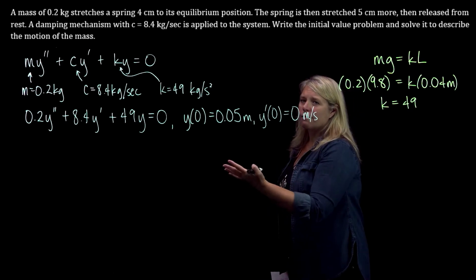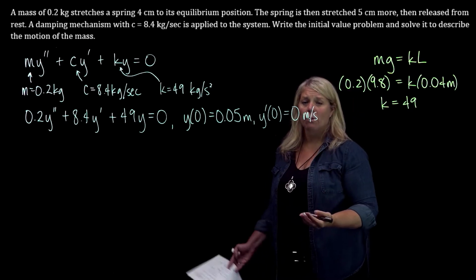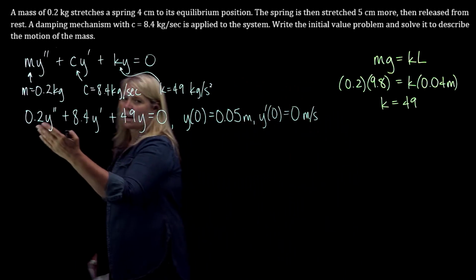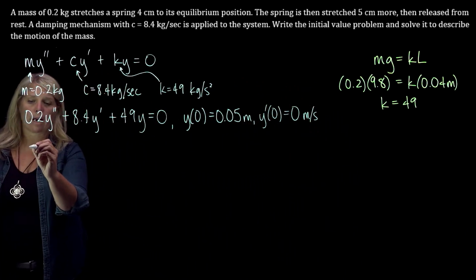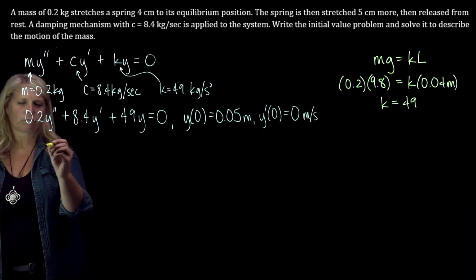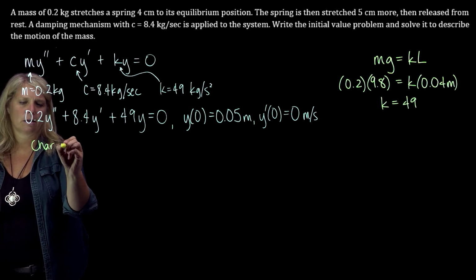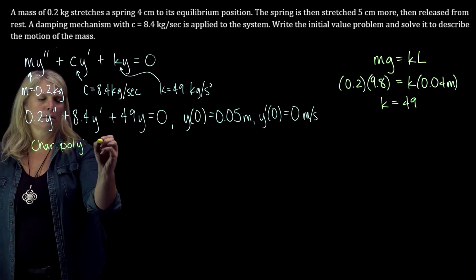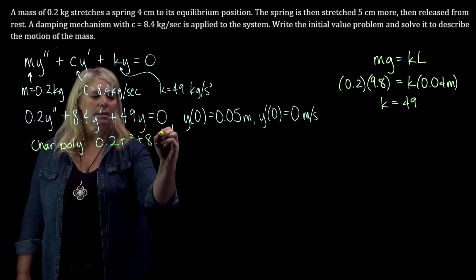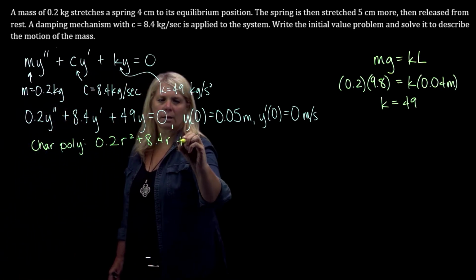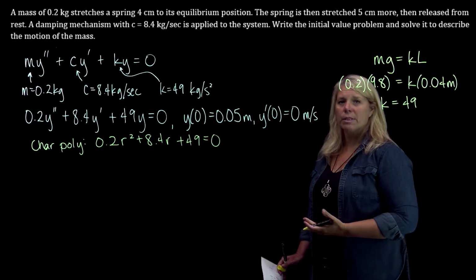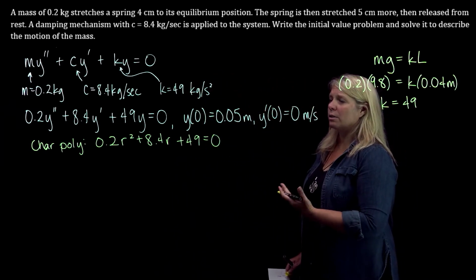All right, so here's our differential equation and initial conditions, and we're going to go ahead and solve this. These are pretty straightforward to solve. We've got constant coefficients, so we just write our characteristic polynomial: 0.2 r squared plus 8.4 r plus 49 equals 0. We want to find the zeros of this characteristic polynomial. That'll help us write down our solutions.